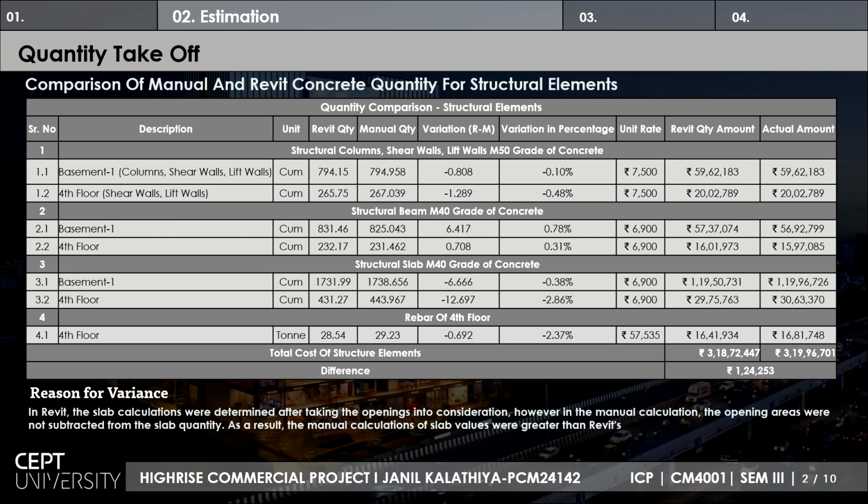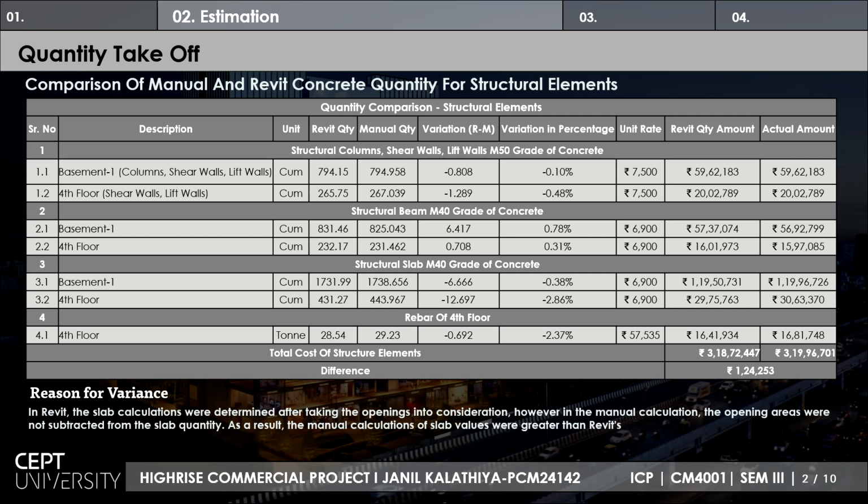Here is the estimation, where quantity takeoff was done as part of the exercise. A comparison of the manual and Revit quantities was generated for major structural elements: columns, beams, slabs, and reinforcement. The key observation was that Revit captured geometric details more accurately. For example, slab quantities in Revit accounted for openings, whereas in manual calculation these were overlooked, leading to higher manual values. This resulted in variations.